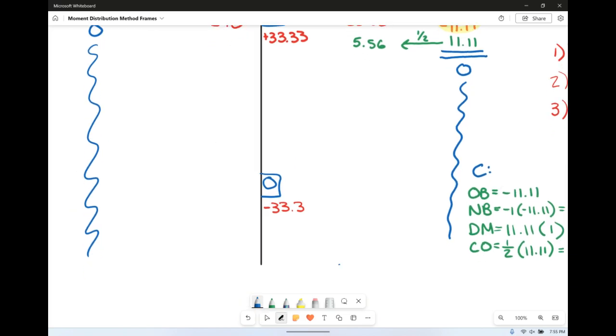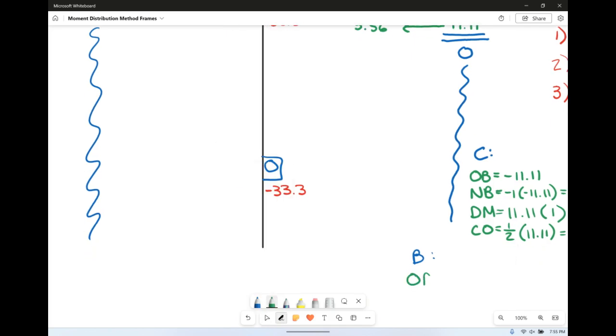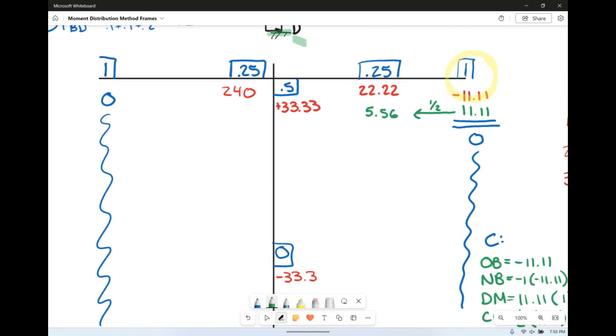So let's go look at joint B. Oh, you know what? That's probably not a good spot. Let's put him over here. Joint B. First up, we need to find the following things: how much he's out of balance, how much the new balance is, and our distributed moments. So our out of balance. How much are we out of balance?